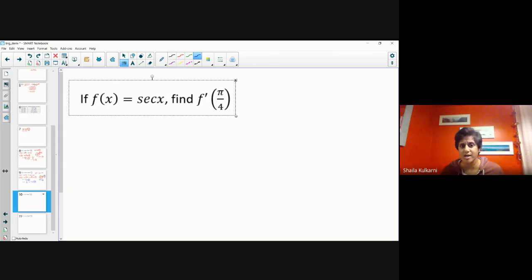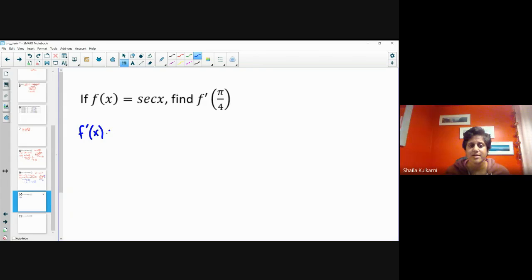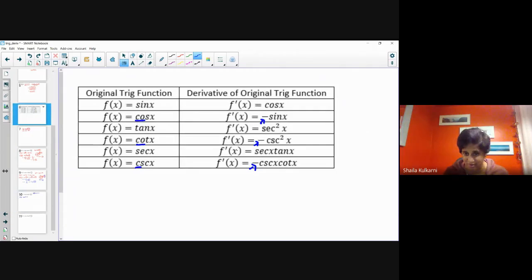This is kind of what your Khan Academy is about. If f of x is secant x, find f prime of pi over 4. So let's do f prime of x equals, and if you do that little shortcut, the top row was secant x, tangent x. And remember, if I'm trying to find the derivative of secant, it's what's left over. So secant x, tangent x. Or you can just go, Miss Kulkarni, I really don't get that shortcut thing. I'm going to just use my chart. There it is. There's the derivative.